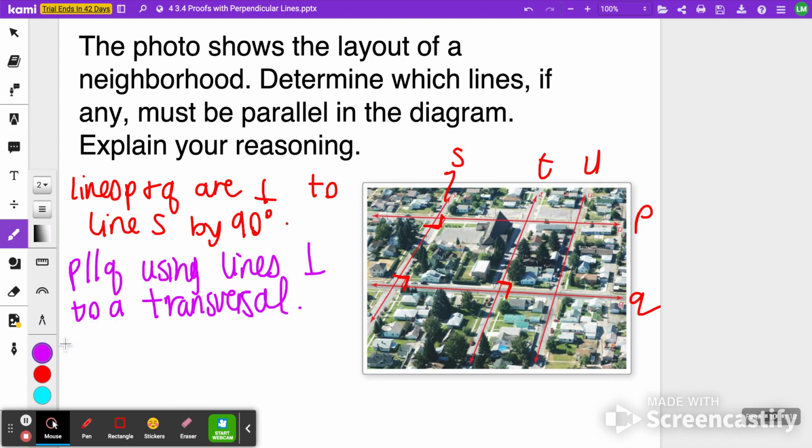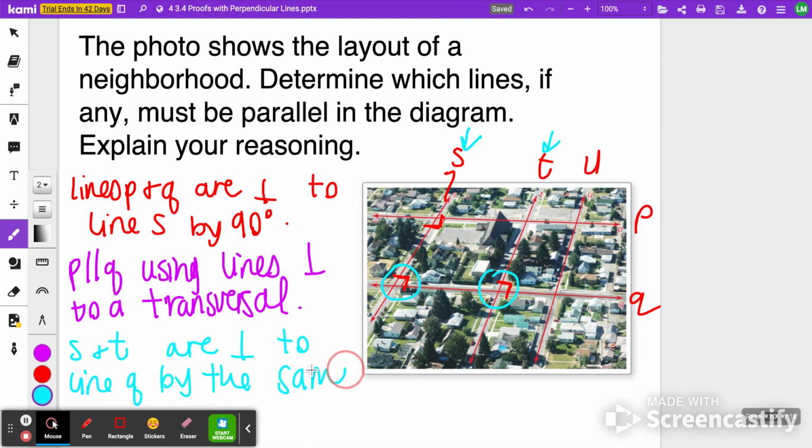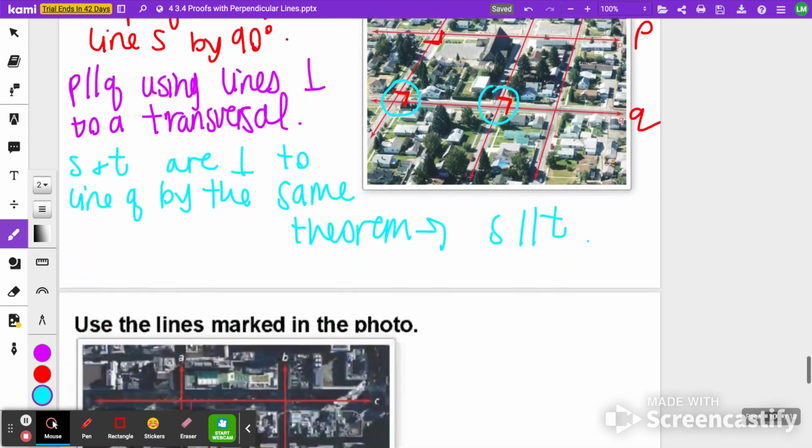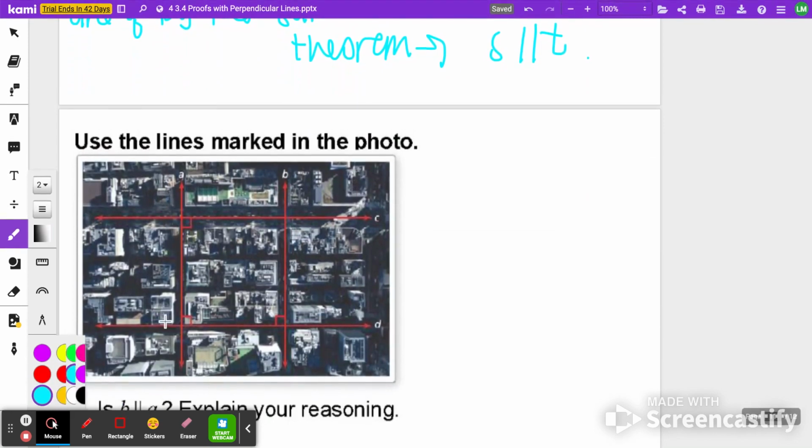Okay, so then if you keep looking, S and T also look like they could be parallel because they are notated with that right angle. So S and T are perpendicular to line Q because it's intersecting that right angle at line Q by the same theorem. So S is parallel to T. Okay. And then I think this is our last example in our notes.